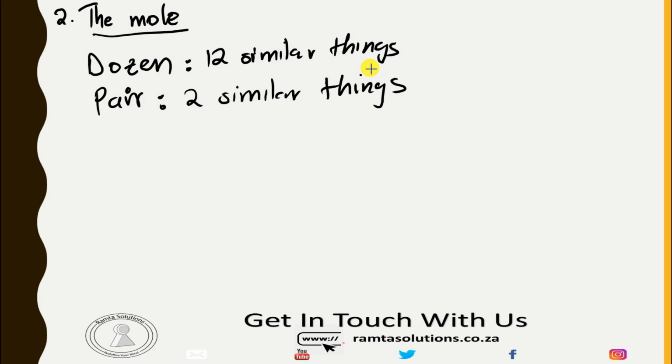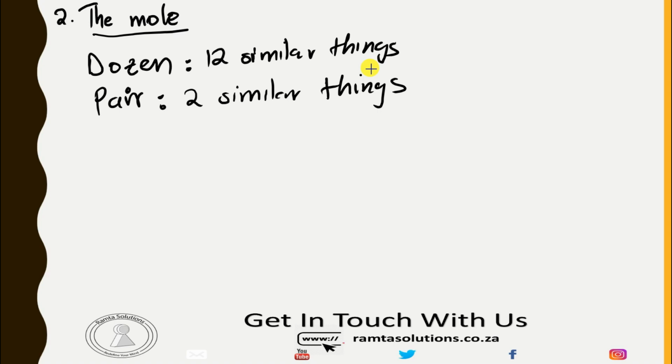So if I say a pair of calculators, what does it mean? It will mean that you have 2 calculators that are the same. Okay? And if I say you have a dozen of calculators, what does it mean? It will mean that you have 12 calculators. If you have a dozen, it means you have 12.